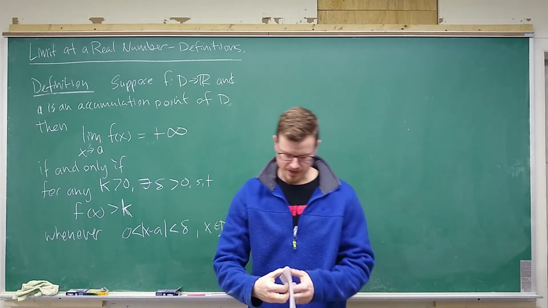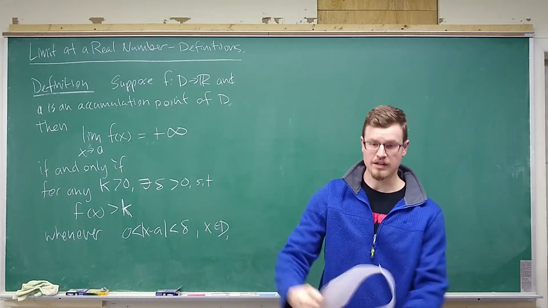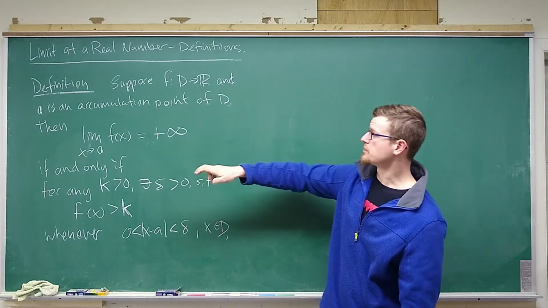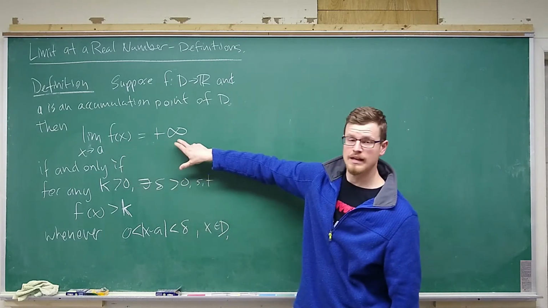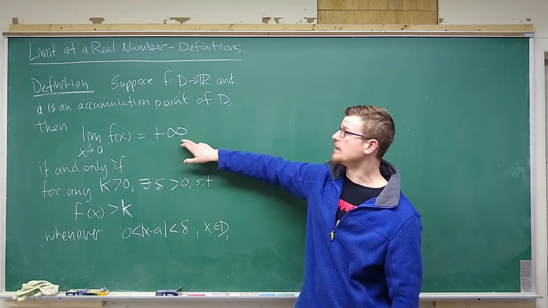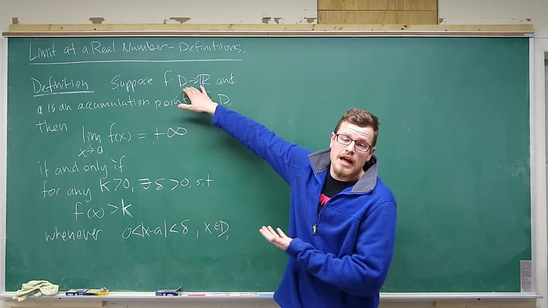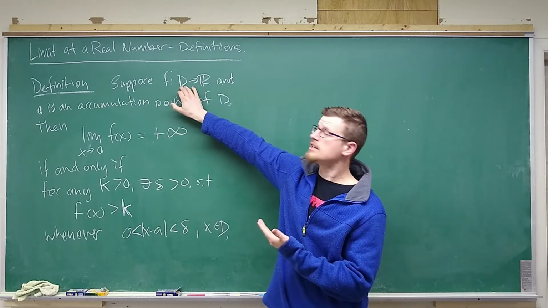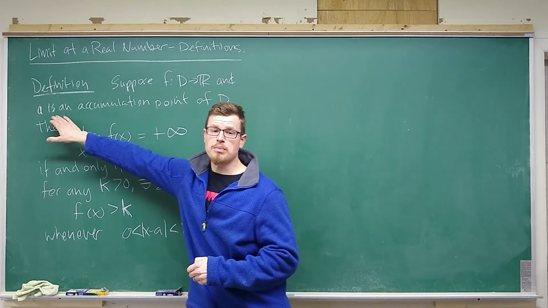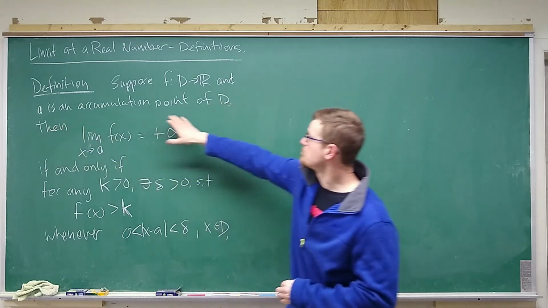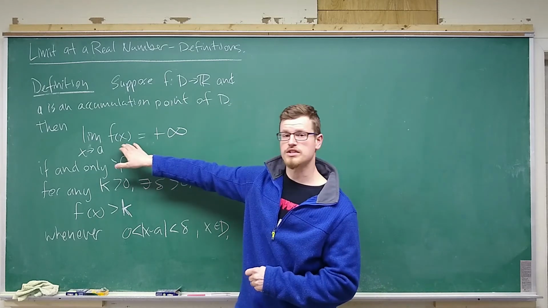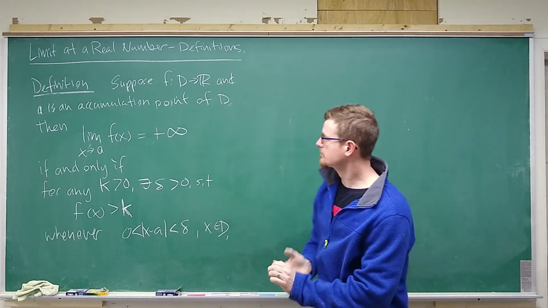All right, so this is our next definition and the last definition of the section. So we took a look at the definition for the limit being finite, L, and here we want to look at the definition for the limit being infinite. So let f be some function with domain D and range in the real numbers. And let's suppose that A is an accumulation point of the domain D. Again, that's required in order for us to talk about the limit.